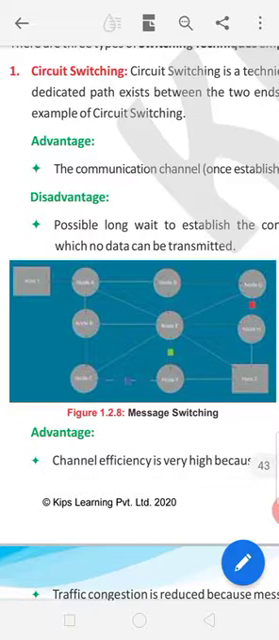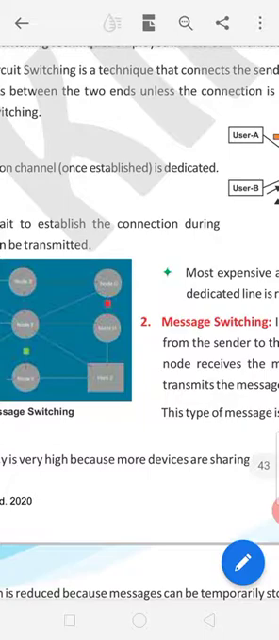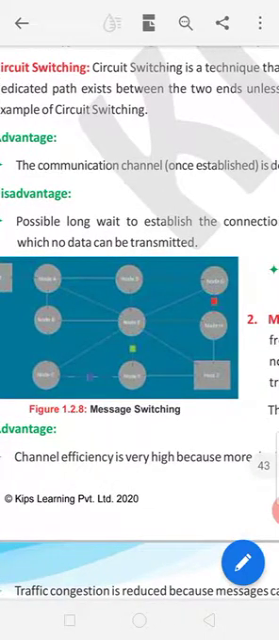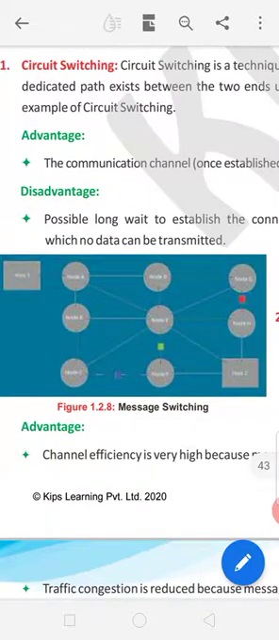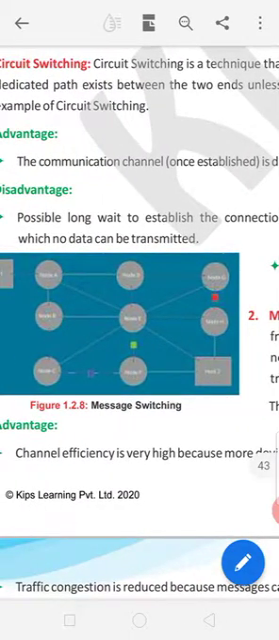Example, telephone connections. Advantage: the communication channel, once established, is dedicated. It means if we start our switching through the circuit, it is dedicated to the destination from start point to end point. Disadvantage: possible long wait to establish the connection, during which no data can be transmitted. If we have a long distance, then it gives a problem.